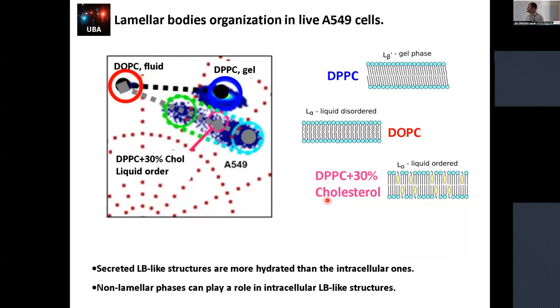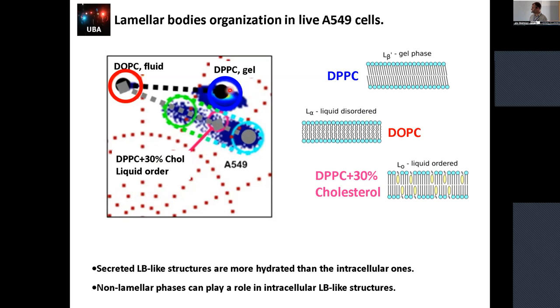The other important thing to answer was, okay, but these lipids inside the organelle, they are gel, they are liquid ordered, what kind of organization do they have? Well, we can prepare vesicles with Laurdan in a gel condition, DPPC, or in a fluid condition, DOPC, or in a liquid ordered condition with a concentration of cholesterol double the one that we would have in the lamellar bodies, and we get this position.